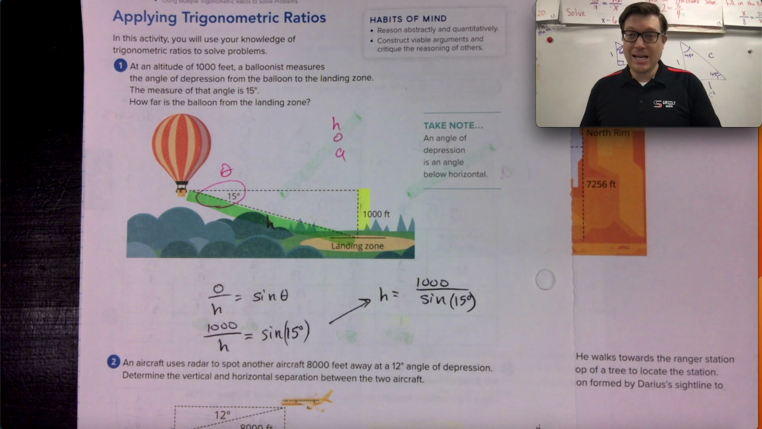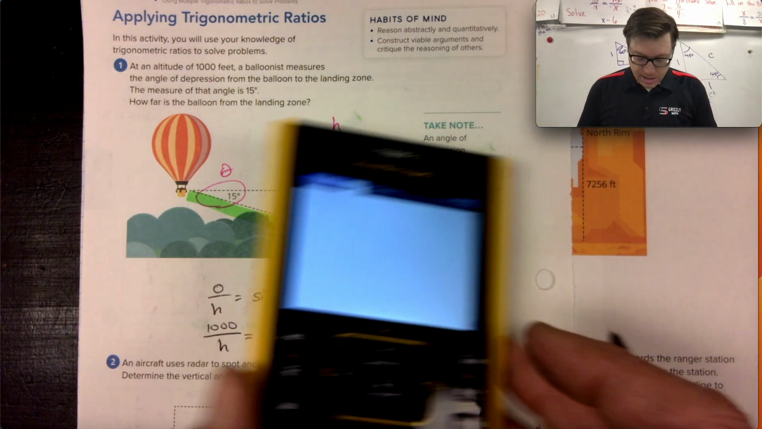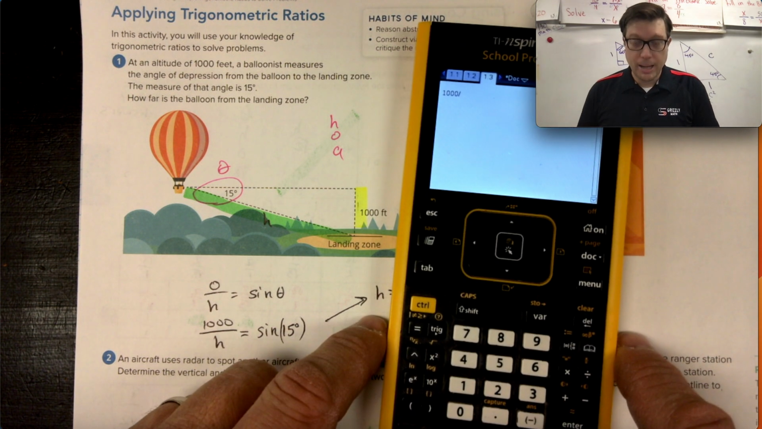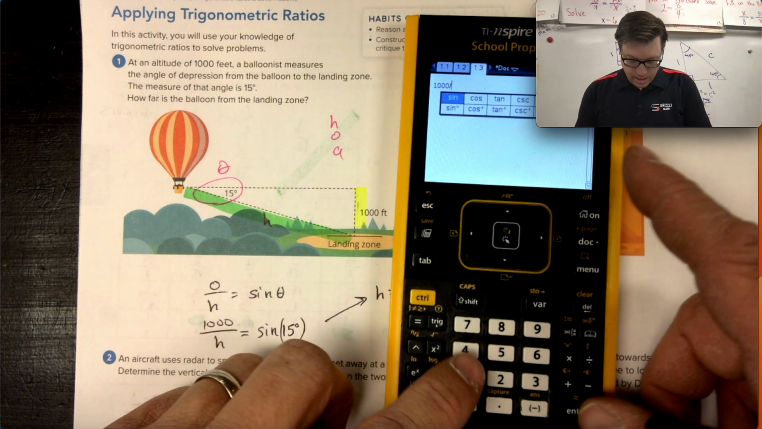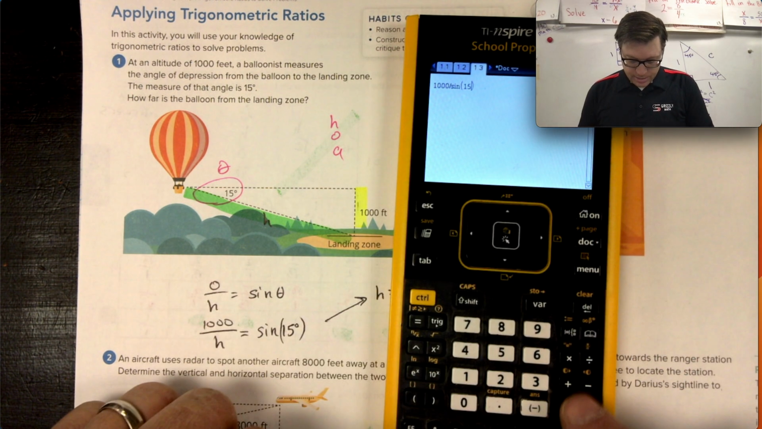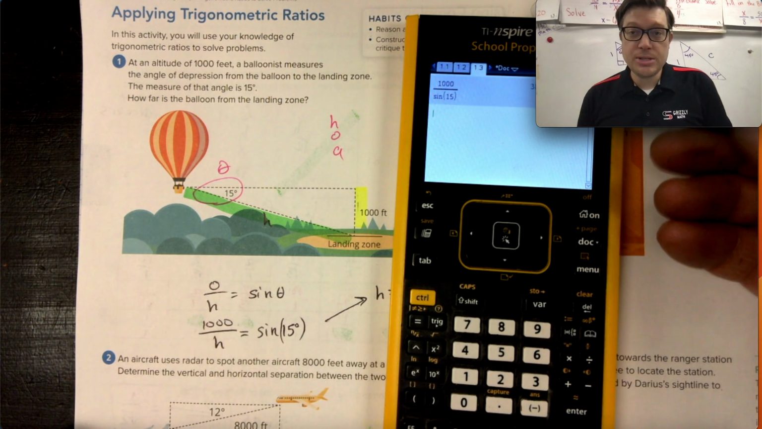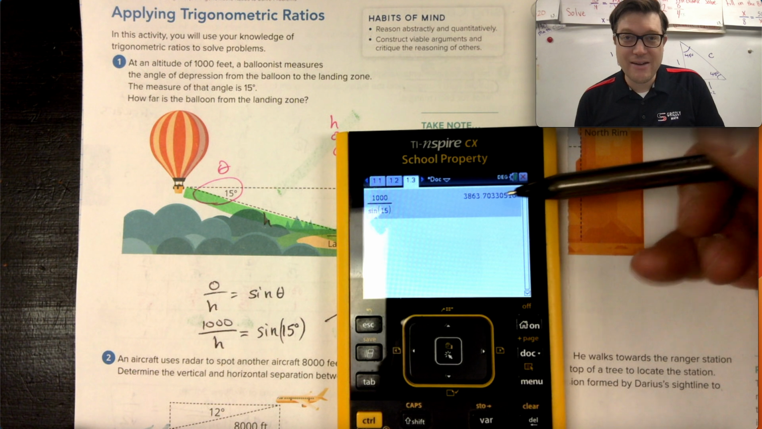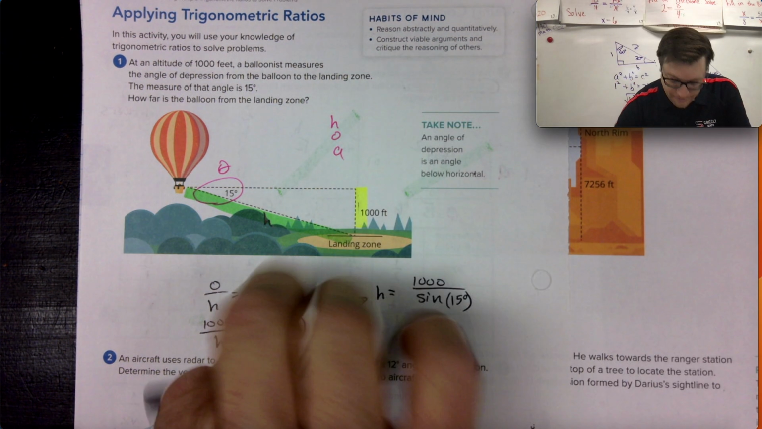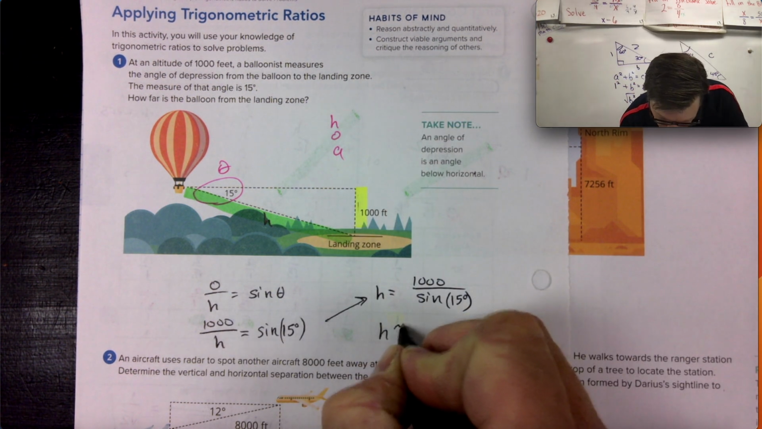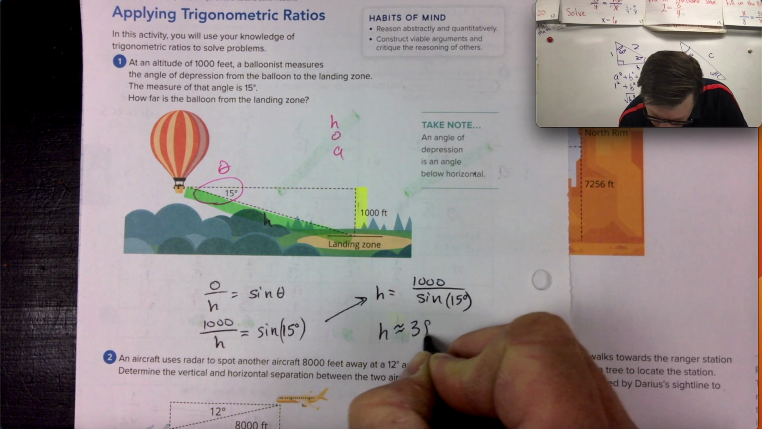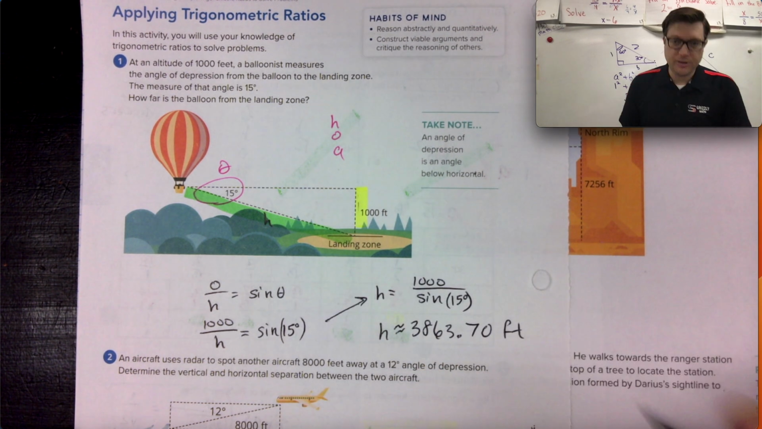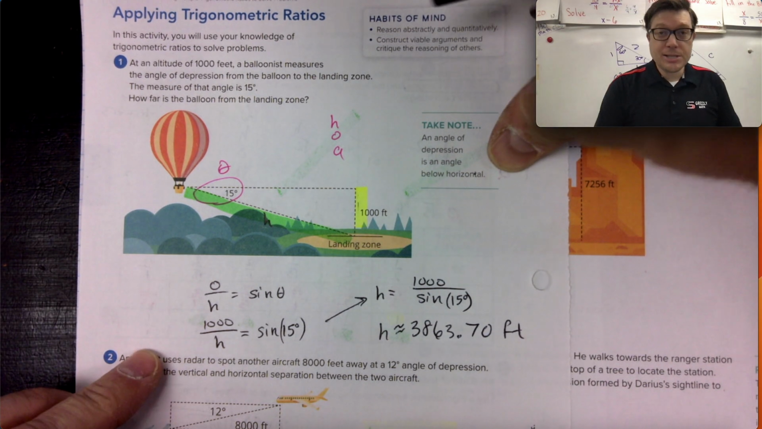This is an exact answer, but we should go to the calculator just to get some support. So 1,000 divided by sine of 15 degrees. H is approximately equal to 3,863.70 feet.